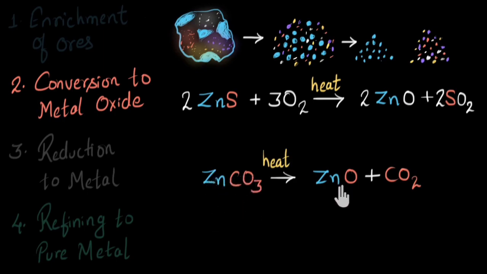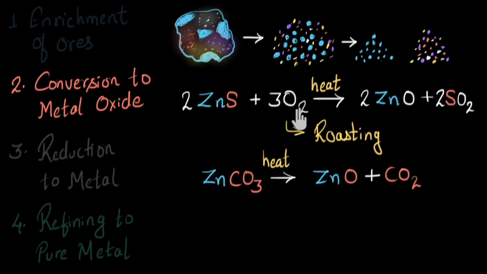So the thing to remember here is that the compound that we got after enrichment of ore, if that is a sulfide, then we need to heat it in the presence of oxygen. And that's how it will get converted to oxide. And this makes total sense. If we need to remove sulfur and add oxygen, we will have to react this with oxygen, right? Now this process is called roasting. Just like how we roast chicken or vegetables in the presence of oxygen, that's how sulfide ores are roasted in the presence of oxygen.